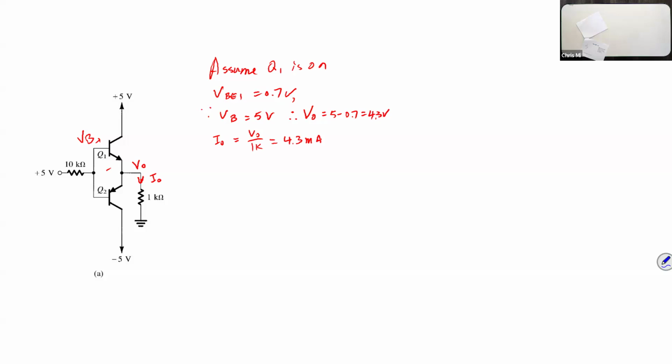To get that VBE to be this 0.7, we're assuming that there is no current from the base. We're assuming beta is infinite. That was given in the problem. So we can write down here: beta is infinity, IB is equal to 0. I would say approximately 0. We'll never say it's actually 0. So IO is 4.3 milliamps. So we got that one.